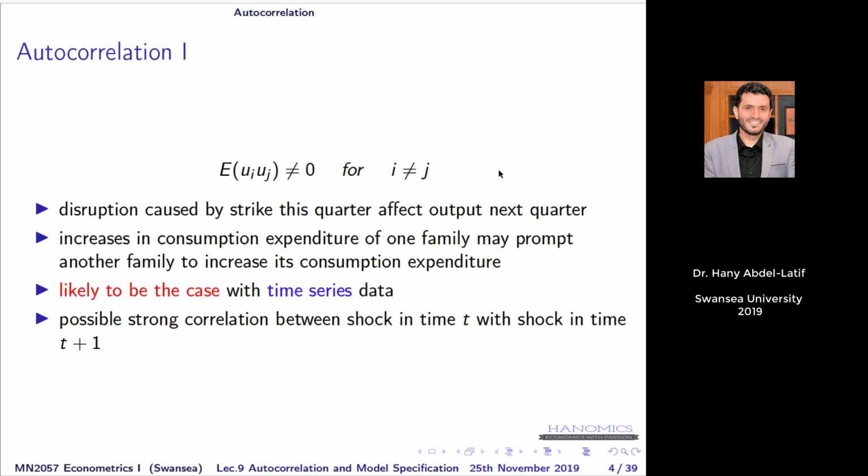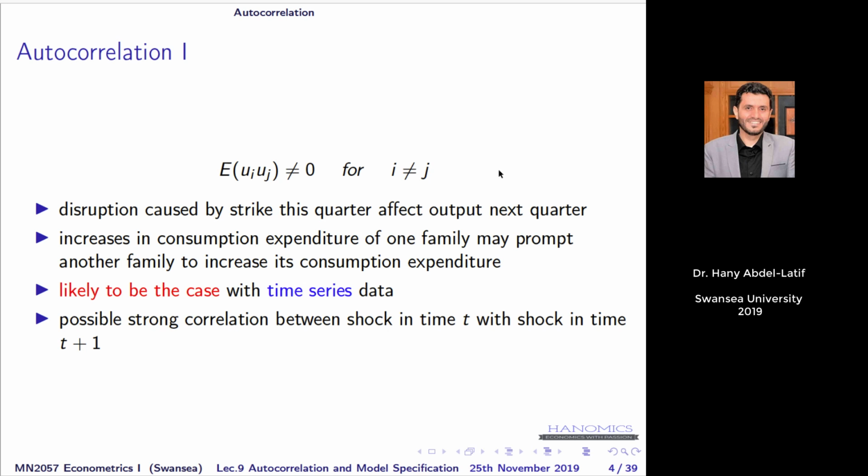Okay? Or if you have, let's say, a recession in time t, maybe this will have some impact on time t plus 1. Okay? So when I talk about t and t plus 1, I just want you to understand that I'm talking about time series data. So t means the current period, t plus 1 means the next time period. Okay? So the frequency of your data will determine this. If you have quarterly data, I'm talking about the current quarter, this quarter, and t plus 1 will be the next quarter.